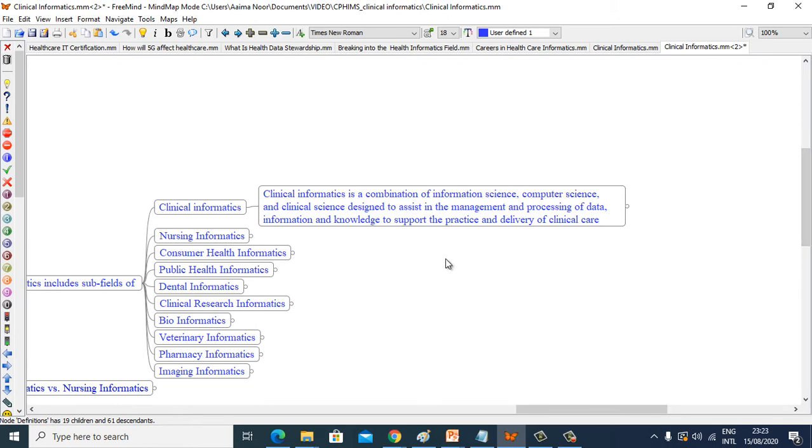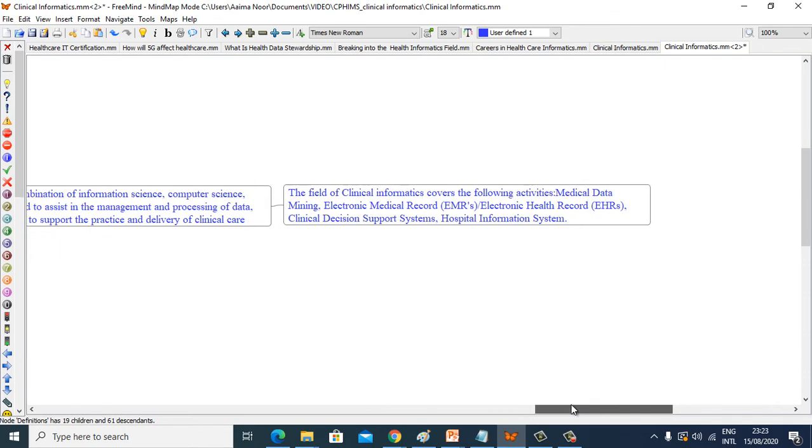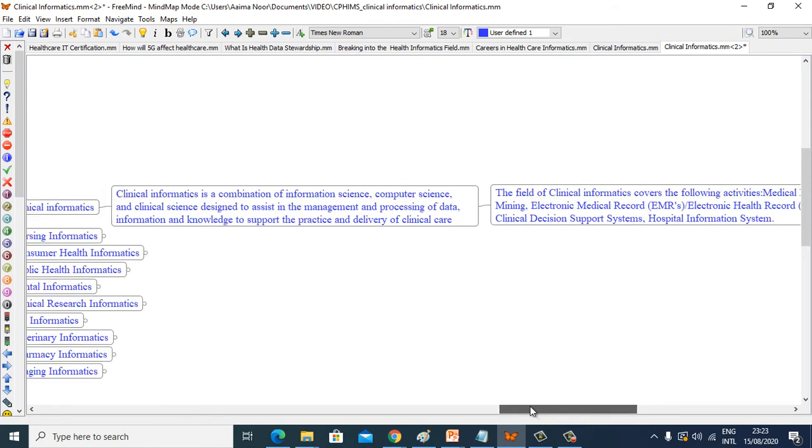Clinical informatics is a combination of information science, computer science, and clinical science designed to assist in the management and processing of data, information, and knowledge to support the practice and delivery of clinical care. The field of clinical informatics covers the following activities: medical data mining, electronic medical records, electronic health records, clinical decision support systems, hospital information systems.